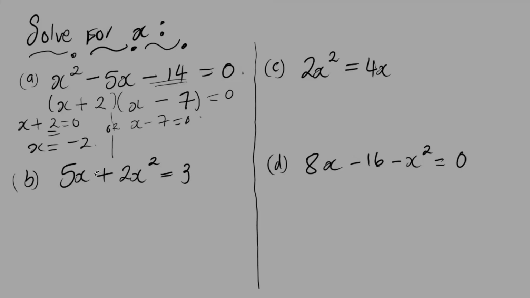Basic things from grade 9. Same thing applies here. You have x is equals to, when you transpose negative 7 to the other side, you get positive 7. So these are the answers you have for this question. Moving on to the next one.